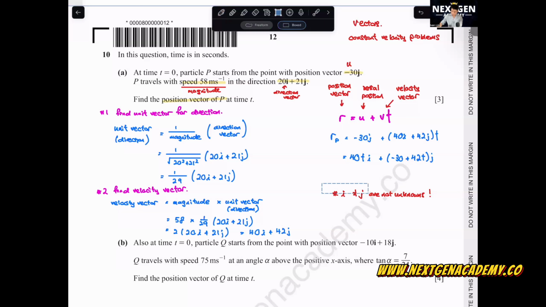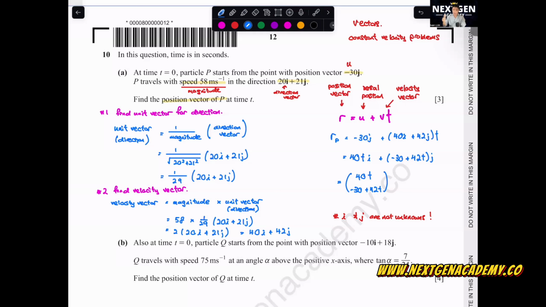Okay, if you want to write it like that, let me write for you. We can write it as 40t over minus 30 plus 42t, like that. This is called a column vector form. The column vector form, to be honest, will be easier for you to solve, because I don't like to write so many alphabets. If you write the i and j form, later it's very confusing.